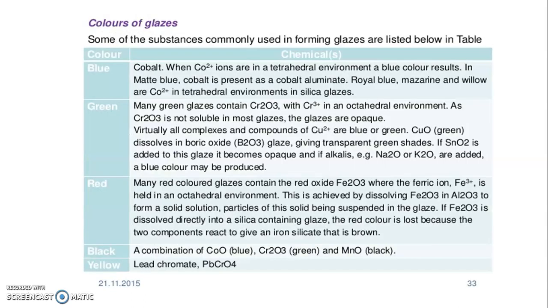Next, colors of glazes. Here you can see we are using various colors: blue, green, red, black, and yellow. With the help of the following chemicals, we can form the colors commonly used in glazes.